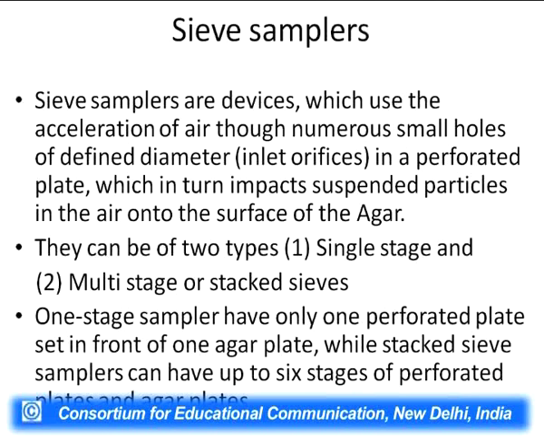They can be of two types: one is single stage and another is multi-stage, also called stacked sieves. One stage samplers have only one perforated plate set in front of one agar plate, while stacked sieve samplers can have up to 6 stages of perforated plates and agar plates.